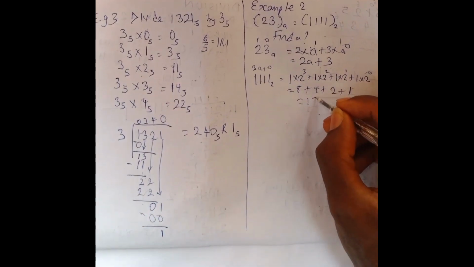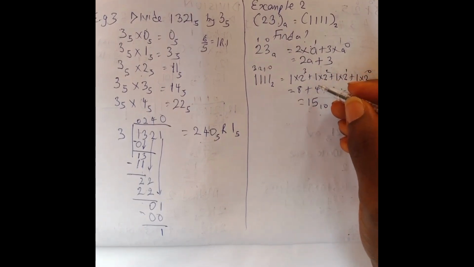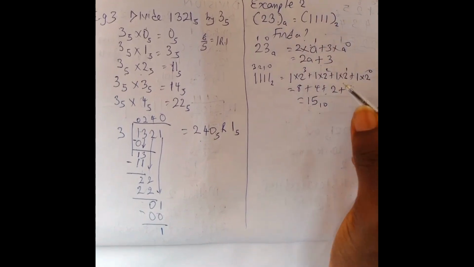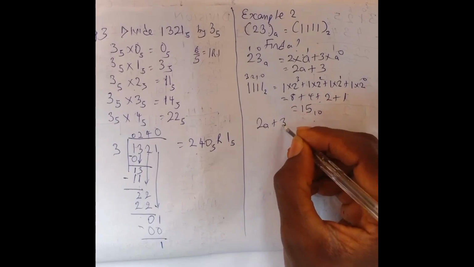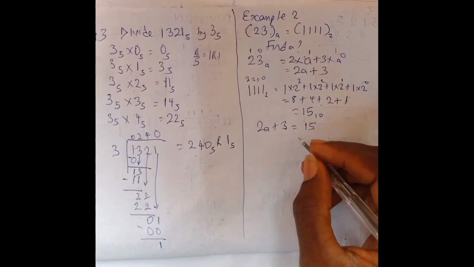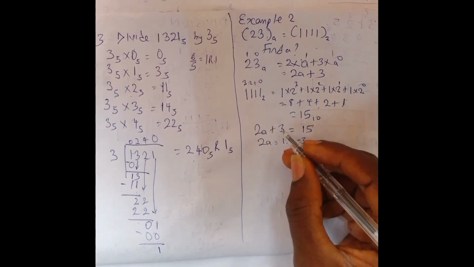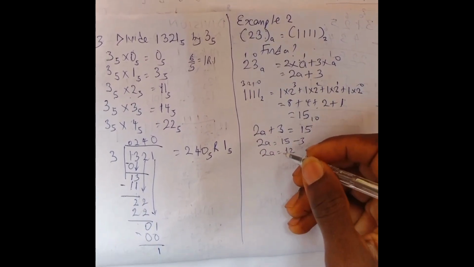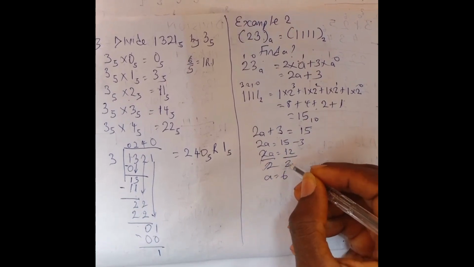Now since we have converted both to base 10, let's put them back into this question. So our 23A is now 2A plus 3, and this is now 15. So we can now easily solve for A. Collect like terms: 3 will go here and turn to minus 3. 2A equals 15 minus 3, which is 12. Divide both sides by 2. Our A is now what? 6. 2 here, 1; 2 here, 6. A is now 6.